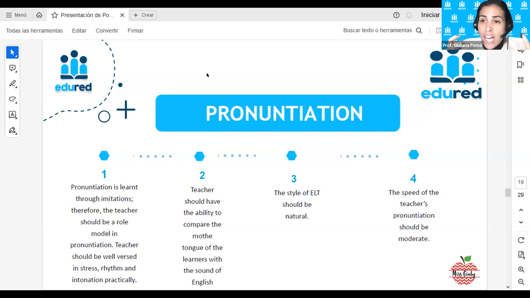So when we teach pronunciation, we need to be very forceful. We need to exaggerate the movements of our mouth for them to repeat so they know what to do. If we don't pronounce the words well, they are not going to be able to imitate what we're doing. Therefore, the teachers should be a role model in pronunciation. Teachers should be well-versed in stress, rhythm, and intonation. We need to improve our pronunciation for them to be able to have a good pronunciation. If not, they're not going to be able to do it. And that's why we teachers need to practice and need to speak.